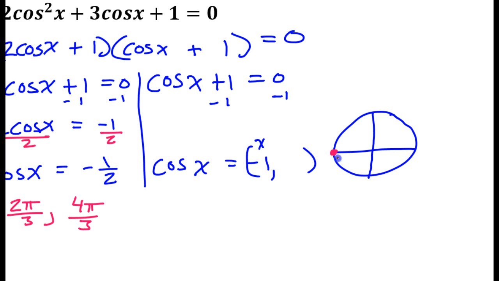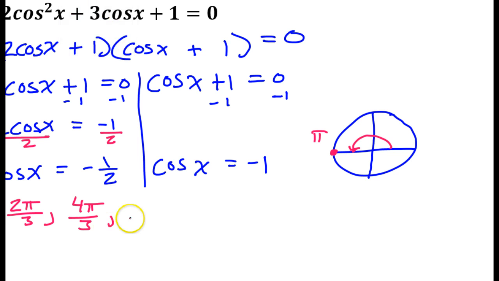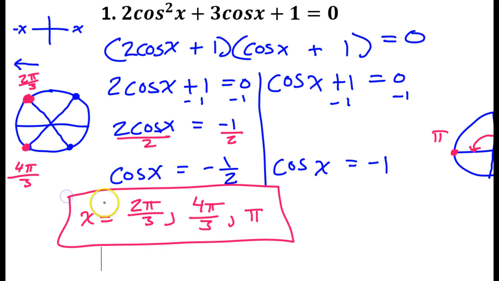So what angle is this? Well, this is pi, because it's right at the semicircle. Let me clean this up. So what angle gives me negative 1? Pi gives me a cosine of negative 1. So I'm just going to add that to the list. So these are the 3 solutions to this equation: 2 pi over 3, 4 pi over 3, and pi.